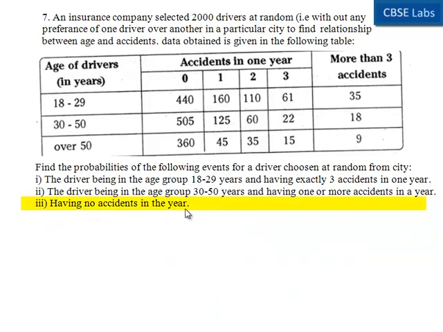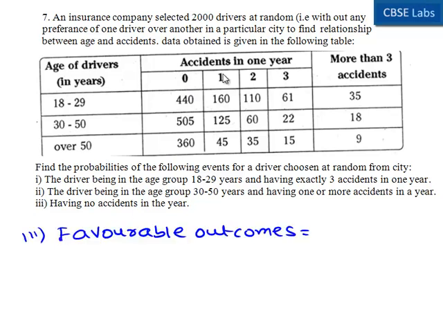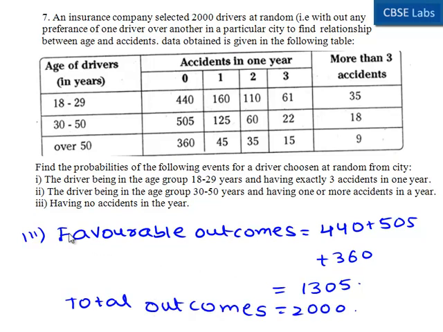Coming to the third bit, having no accidents in the year, which means the accidents are 0. Having no accidents means the accidents is equal to 0, so the favorable outcomes are the accidents in 1 year being 0, which is the sum of 440, 505, and 360, which is equal to 1305. So the favorable outcomes are 1305 and the total outcomes is equal to 2000, which are the total accidents.